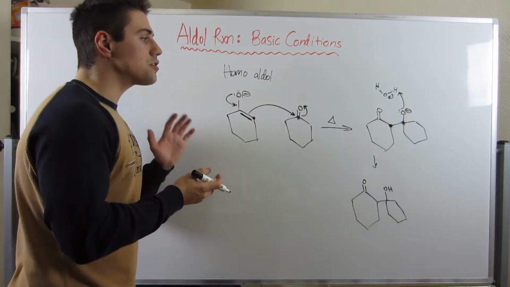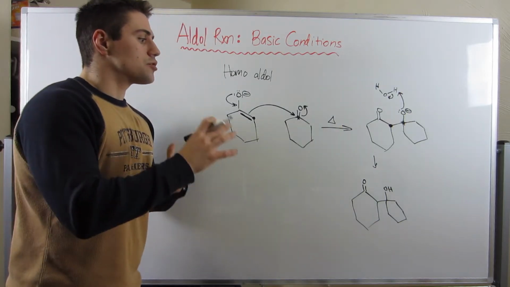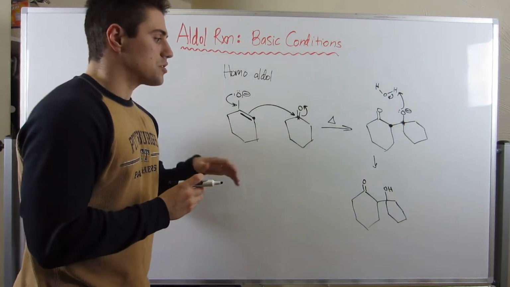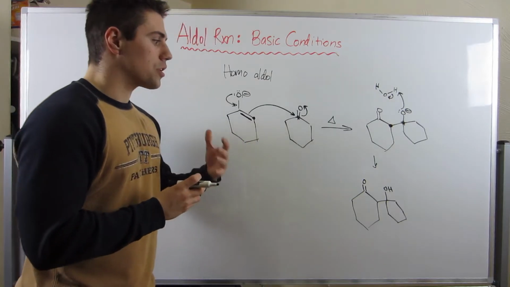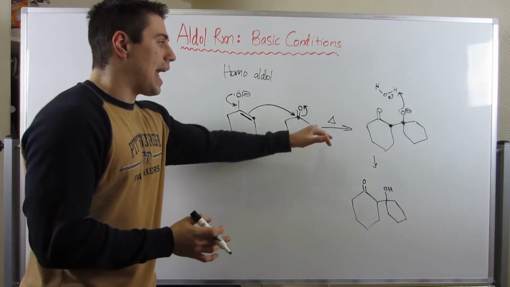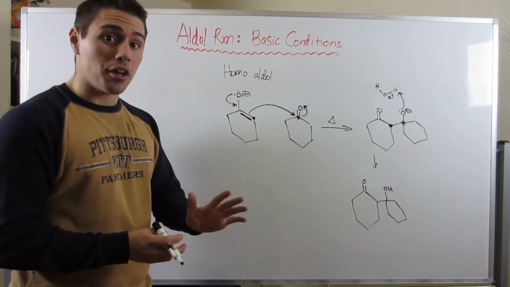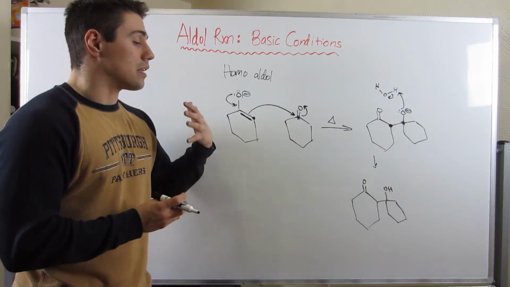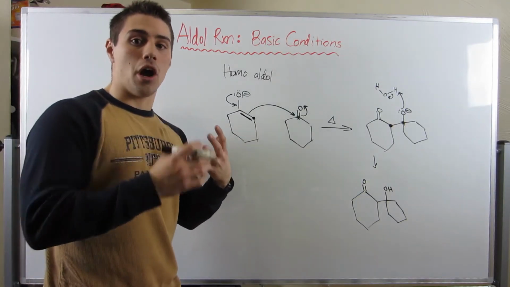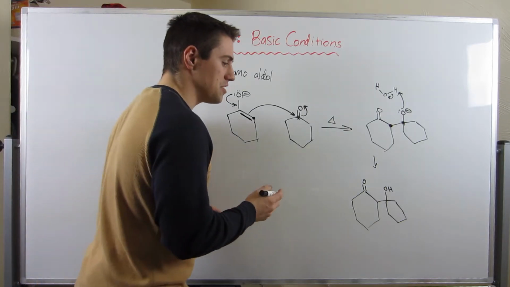Okay, so here's the difference. Because we're adding heat in, something kind of changes. What's going to happen is we're going to drive towards making a conjugated system. And we add enough heat in that we can actually drive off this OH. Normally not a good leaving group, but the heat allows us to overcome that energetic unfavorableness, if that's a word.